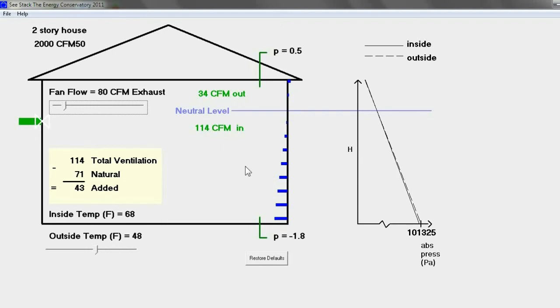So we only added about 43 CFM of ventilation, and so our neutral pressure plane goes up, because now some of that air that was exhausting out of the building, instead of going out naturally, it's going out through the fan. So that raises our neutral level in the building.